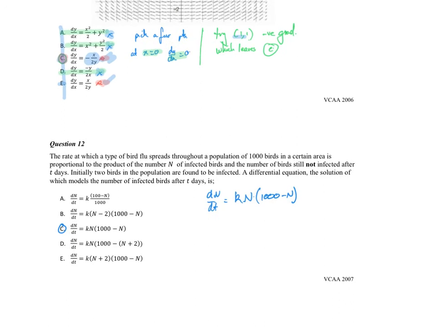We've got another rate. The rate at which a type of bird flu spreads, which is fairly topical, isn't it, through a population of 1,000 birds in a certain area is proportional to the product of the number of infected birds and the number of birds not infected, after T days. So what does that mean? If I have n infected birds, that means I must have 1,000 minus n non-infected birds. So the product of them, and if it's proportional, k is my proportional constant.